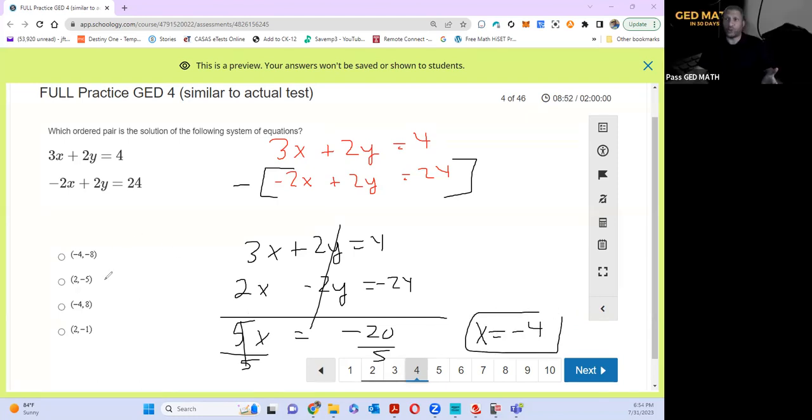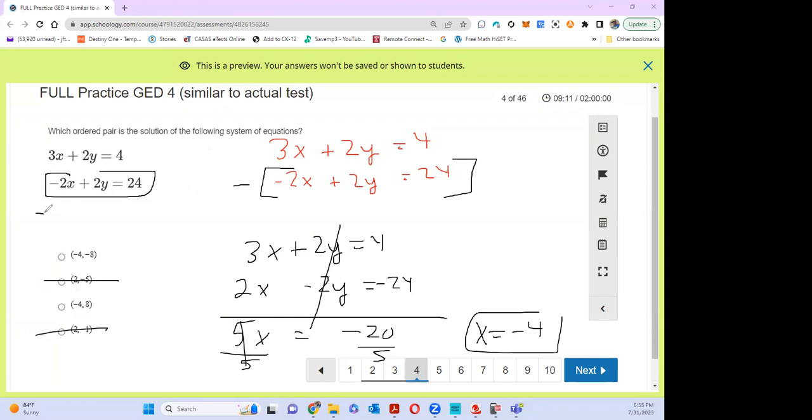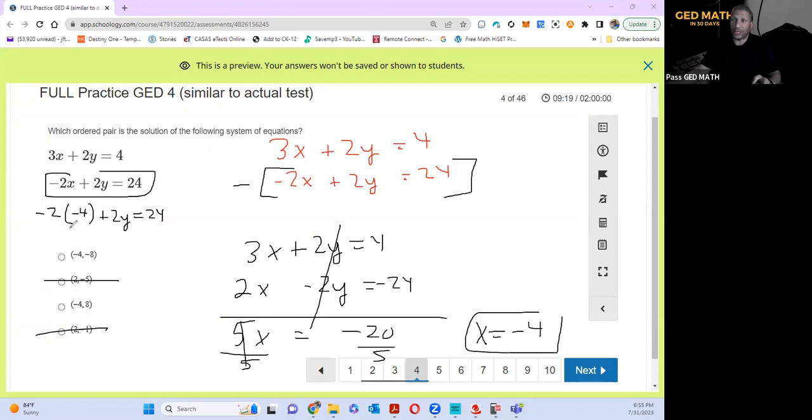So when I look at my multiple choice, I know it can't be B. I know it can't be D. The only two answers that have x as negative 4 are A and C. Everybody understand that? Now I'm going to take this negative 4 and plug it into one of these equations. I'm going to plug it into this second one right here. So minus 2 times x, which is negative 4, plus 2y equals 24. Negative 2 times negative 4 is 8, plus 2y equals 24. In order to get y by itself, I first must get rid of the 8. So I'm going to subtract 8 from both sides.